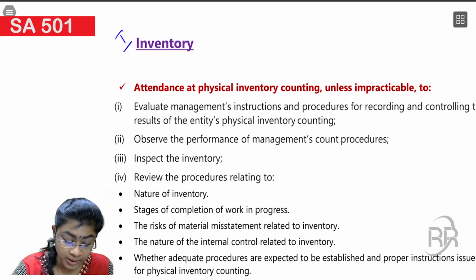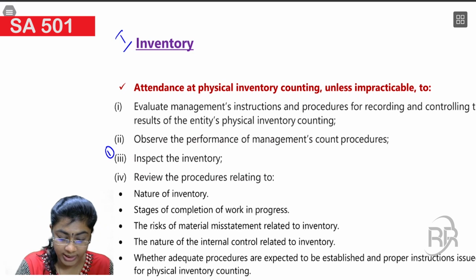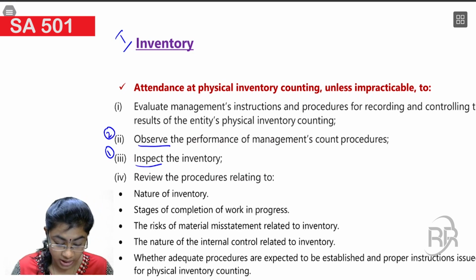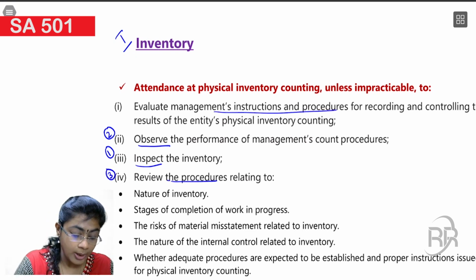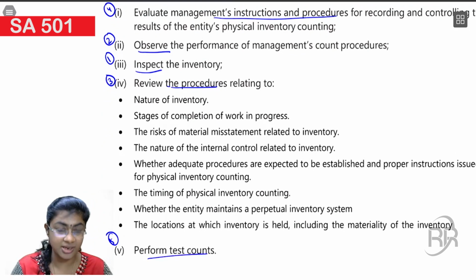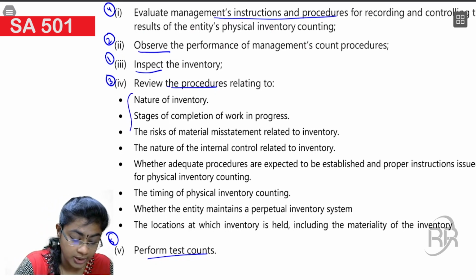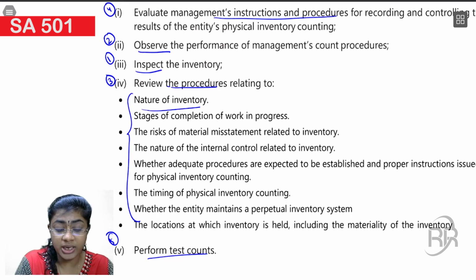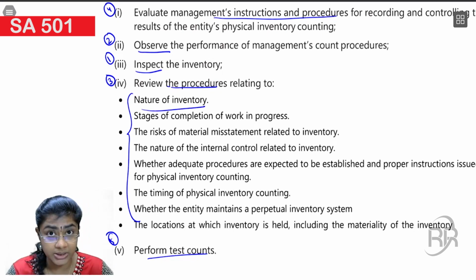Okay? See, we'll come in our order. We said to inspect, then we said observe, then we said review the procedures, evaluate management instructions, and also to perform test counts, right? What procedures do we evaluate here? Kindly note this. We evaluate the nature of inventory, what type of inventory it is. Big manufacturing concerns will not only have one type of inventory, they will have lots of inventories, different varieties. So we have to see the nature of inventory.